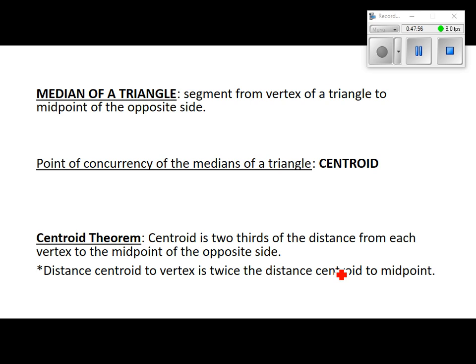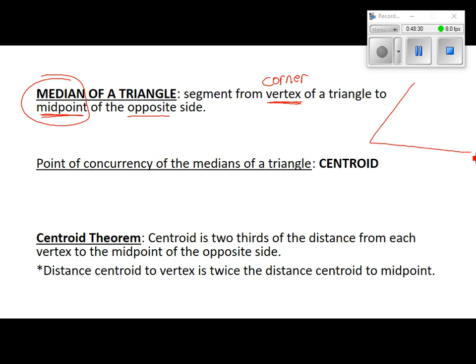Median. As soon as you hear median, what should you think of? Middle. I don't like the word middle, so midpoint. Median and midpoint go together. A median of a triangle is a segment that runs from a vertex. So it does have to start at a corner. Perpendicular bisector didn't have to. All of the rest of these have to start at a corner. So it starts at a corner of a triangle, and it goes to the midpoint of the opposite side.